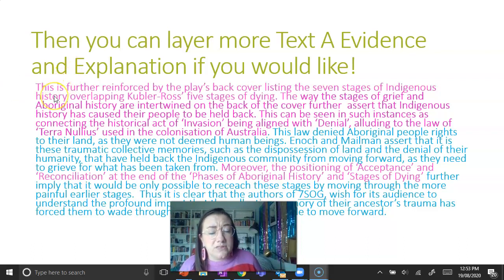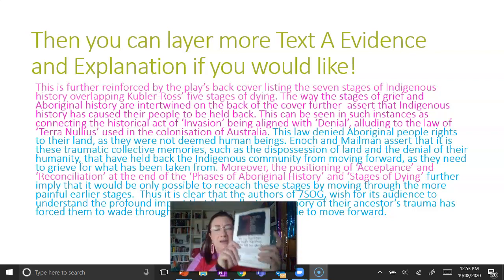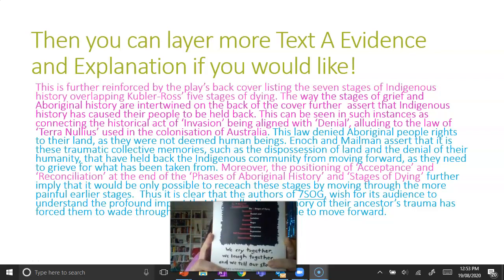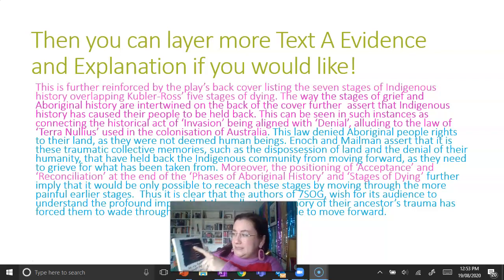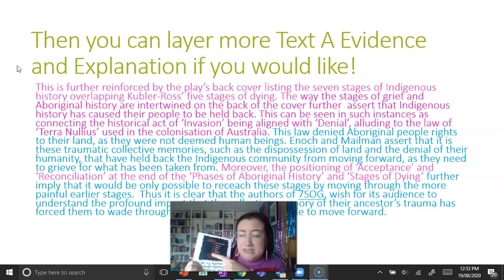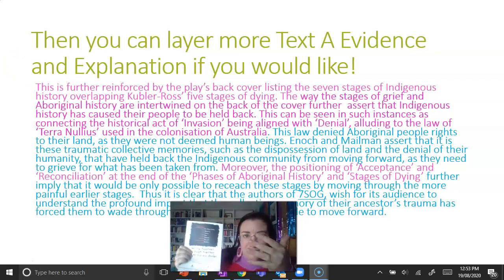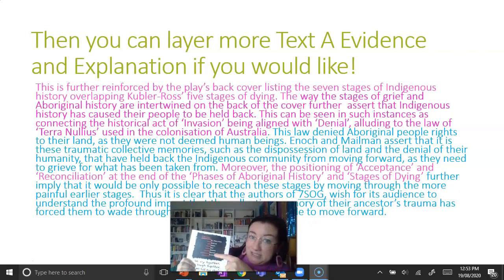So I'm then talking further about the cover and the title and stuff like that. So again, I'm using text construction. So I'm talking about the back cover. And if you've got my version, I'm not sure what the other version's back cover looks like, but my version is this one. And on the back of its cover, it's got the list of the 7 phases of Aboriginal history, and then next to it and kind of interlinked with it, it has the 5 stages of dying.